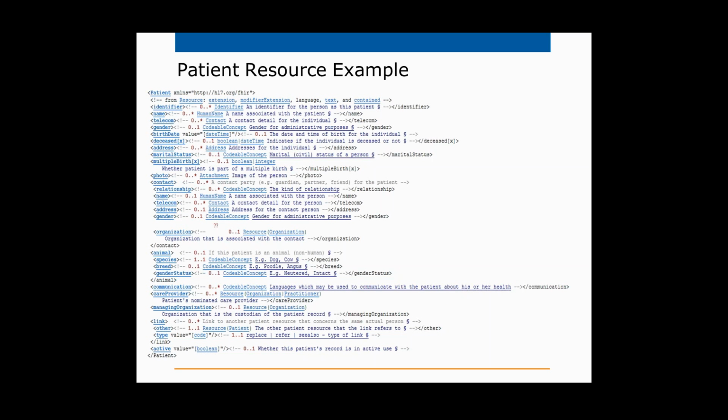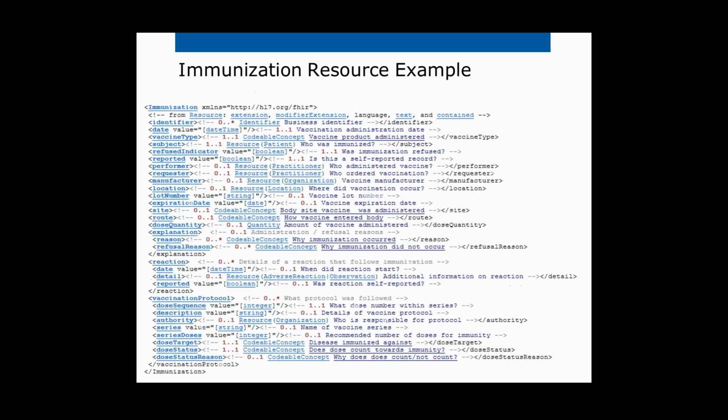So here's just a quick visual. This is the patient resource. I know it's probably a little bit tight to read there and small, but I just wanted to show you visually that these resources are really programming-type objects that you would deal with at the programming level, but this is just an example of the patient resource. And here's the immunization resource. So basically, anything dealing with an immunization is contained within the immunization resource: the date, the vaccine type, reported, who performed it, the manufacturer, the location, the lot number, the site, the route, things like that.